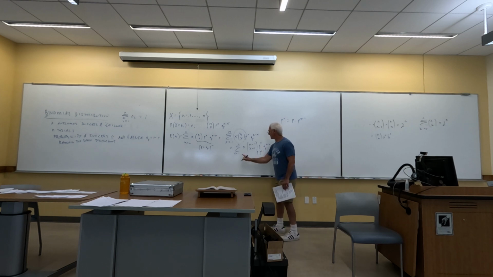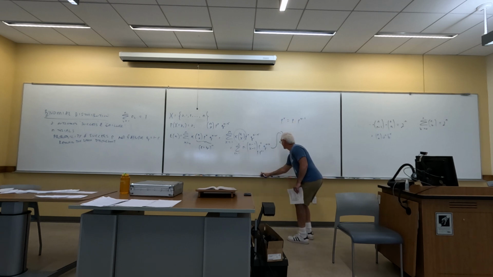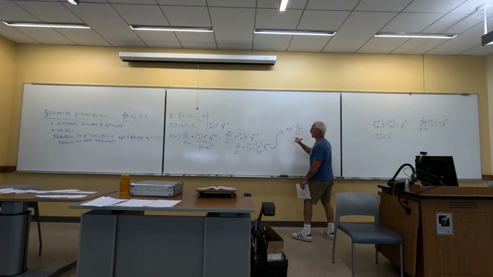Now, what's the only thing changing x? X is the only thing changing. So if I had a 3 here, could I pull the 3 on the outside? N is a constant. Can I pull the N on the outside? Can I pull the P on the outside? Yes. You're going to like this. This is now equal to NP times what I have left.